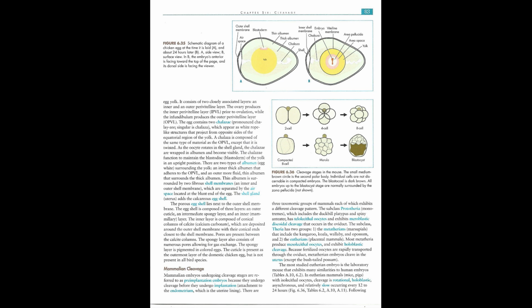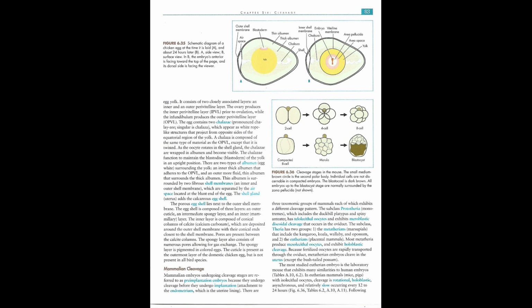The HDL gland (uterus) adds the calcareous egg shell. The porous egg shell lies next to the outer shell membrane. The egg shell is composed of three layers: an outer cuticle, an intermediate spongy layer, and an inner mammillary layer.